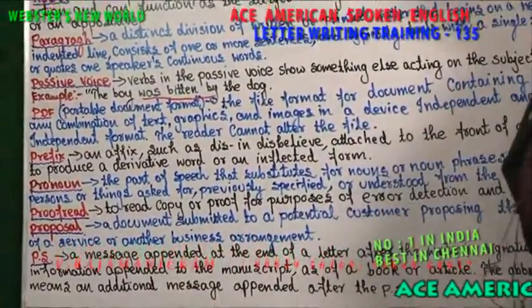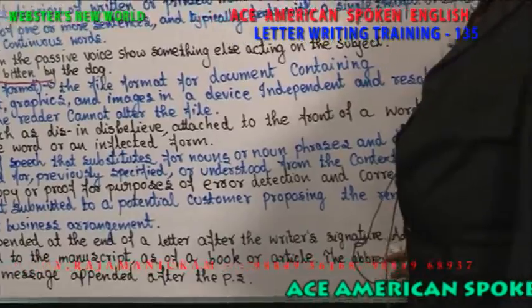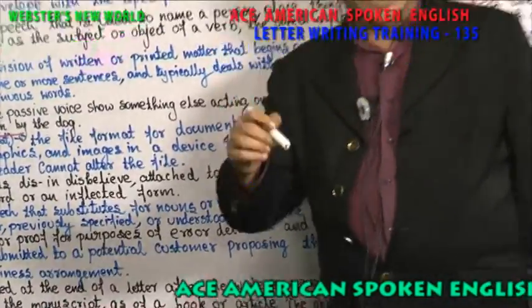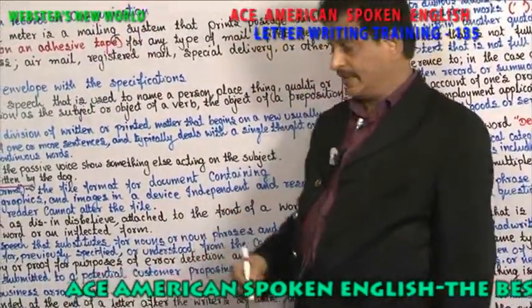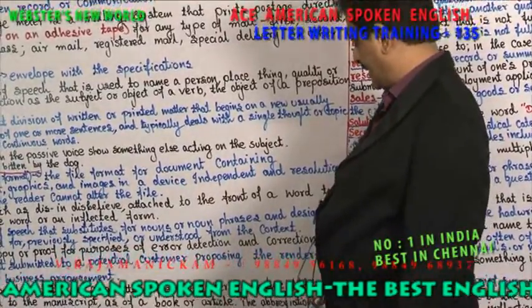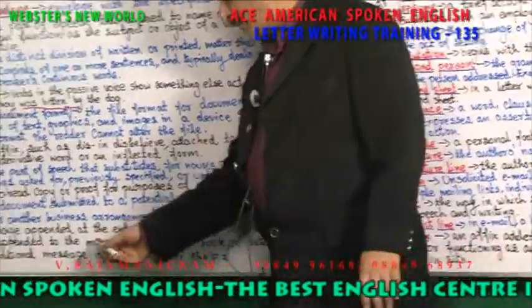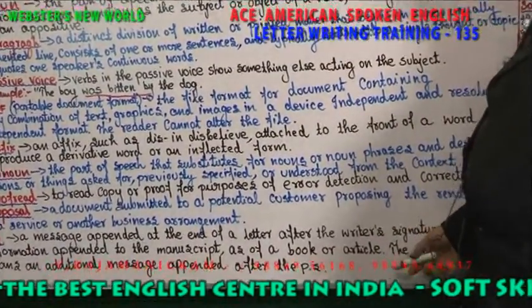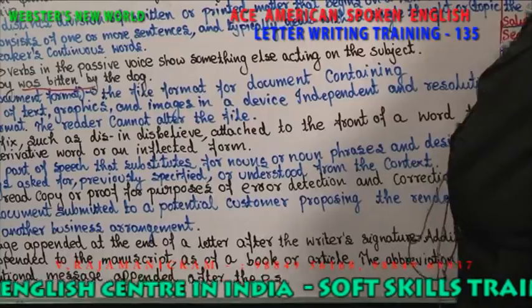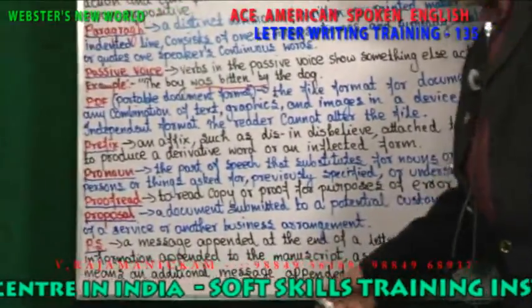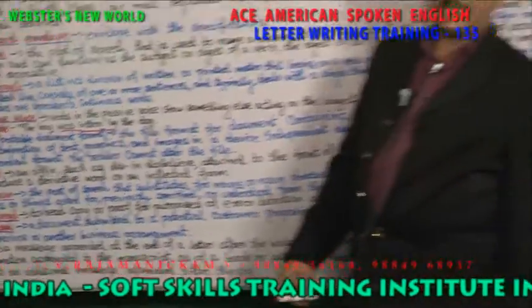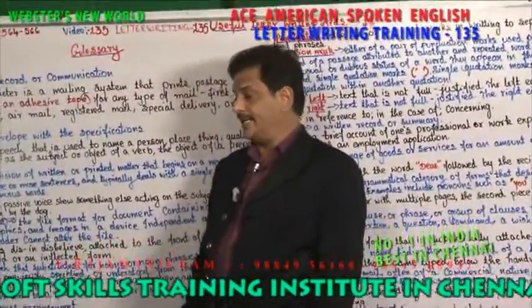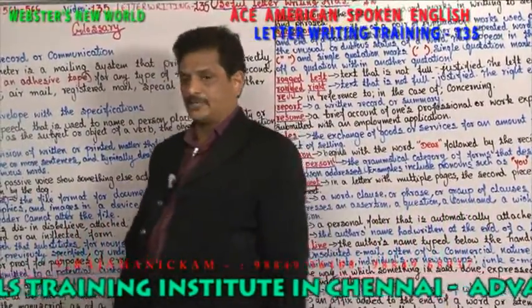What do you mean by PS? It is a message appended at the end of a letter after the writer's signature. See, after writing a letter, you put your signature, right? At the end of the letter, something is appended: additional information appended to the manuscript, or an article. The abbreviation PPS, PS means an additional message appended after the PS. Additional message after writing the letter is called PS or PPS.